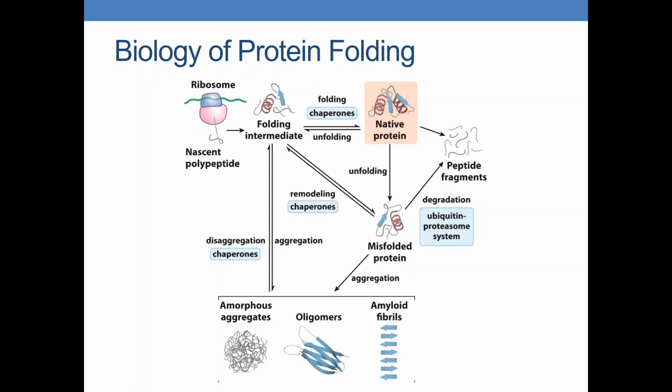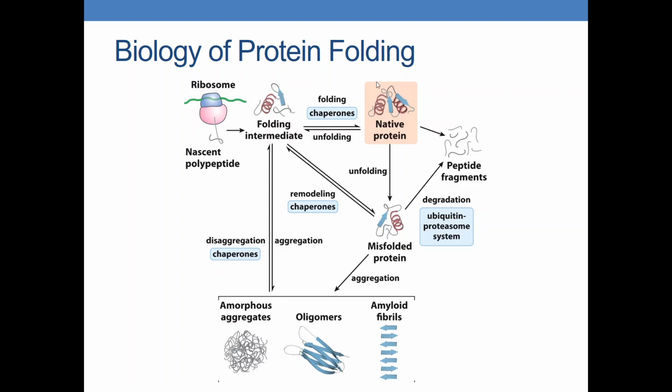Okay, so what I just described to you is the situation where everything goes perfectly. That is not always the case, though. If it worked perfectly, we wouldn't have disease. So, okay, what happens when things go wrong? Folding intermediates.